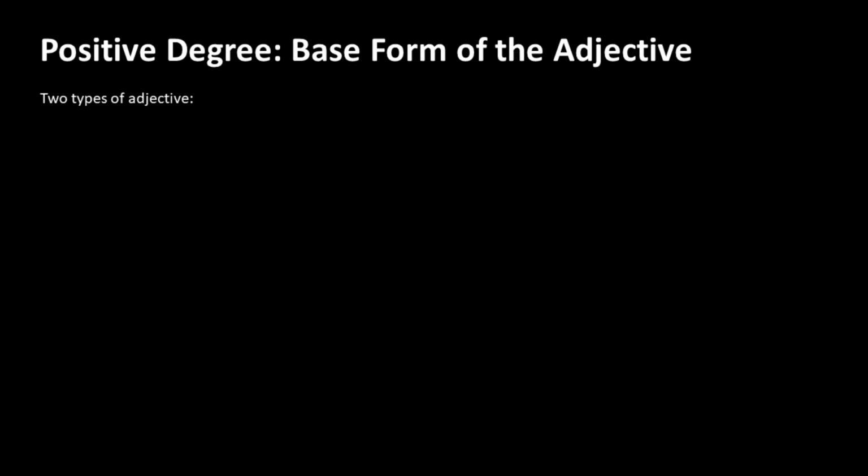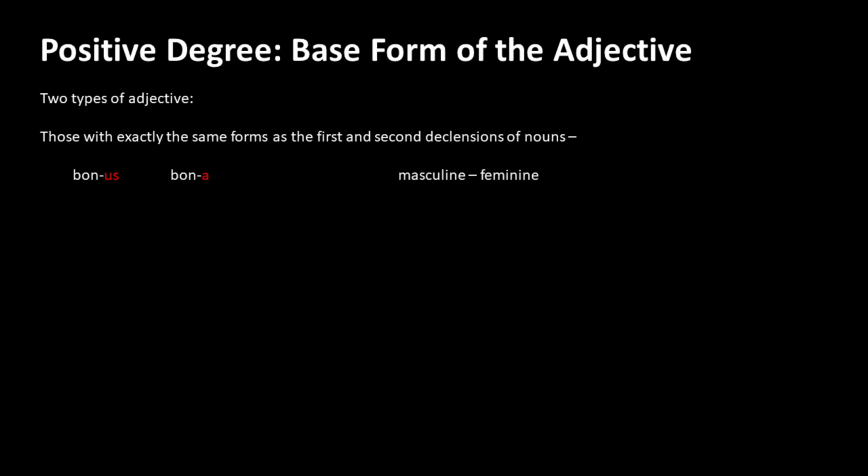There are those with exactly the same forms, that is, there are those with exactly the same endings as the first and second declension of nouns. An example of this would be bonus, bona, bonum. That is the masculine, the feminine, the neuter. Or we can use the shorthand 2, 1, 2, which is something that I mention now and will explain shortly. And these are the great majority of adjectives in Latin.